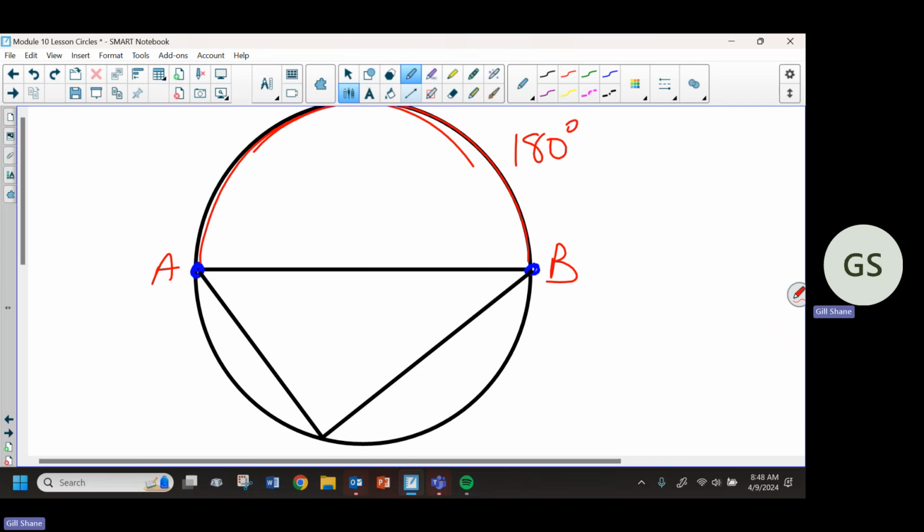Well, if I draw an inscribed angle in, and those are my endpoints, no matter how I draw it, what's the measure of the angle going to be? Right? Because this is inscribed, not central. So it doesn't matter how I draw it in, or inscribed angle, if my endpoints are the diameter, I'm always going to create a 90 degree angle.